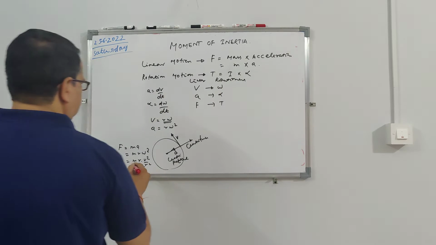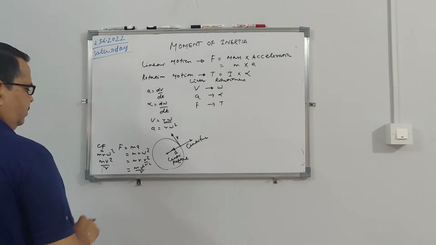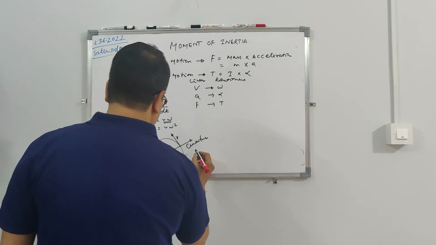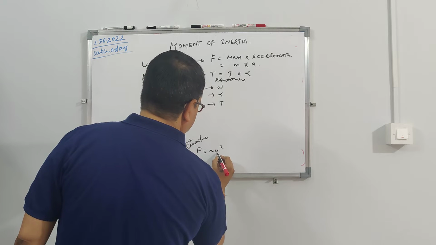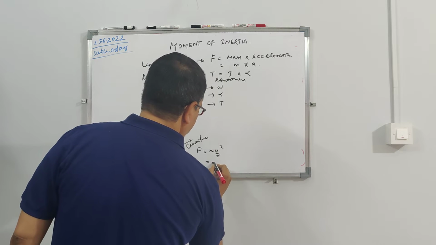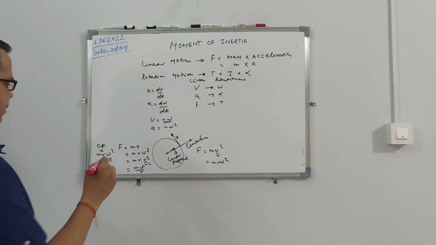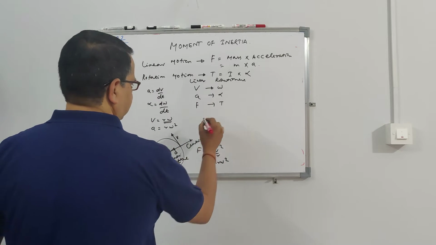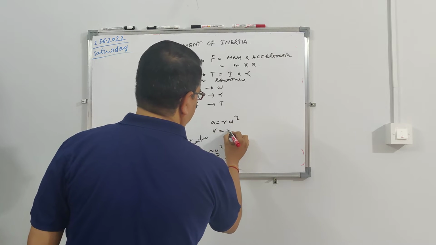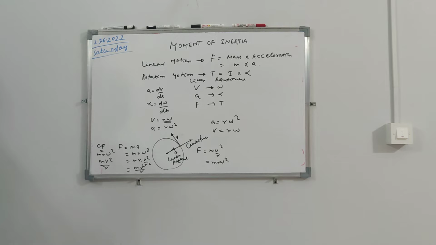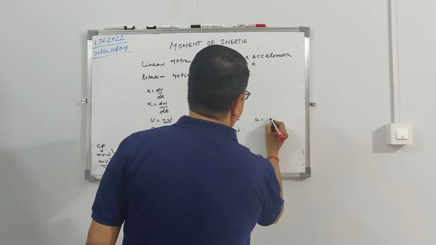Then we said that in a circular motion, centripetal force is equal to m v square by r, or it is m r omega square. So we said that a is equal to r omega square and v is equal to r omega. So this is how we get it, like a is equal to dv by dt.